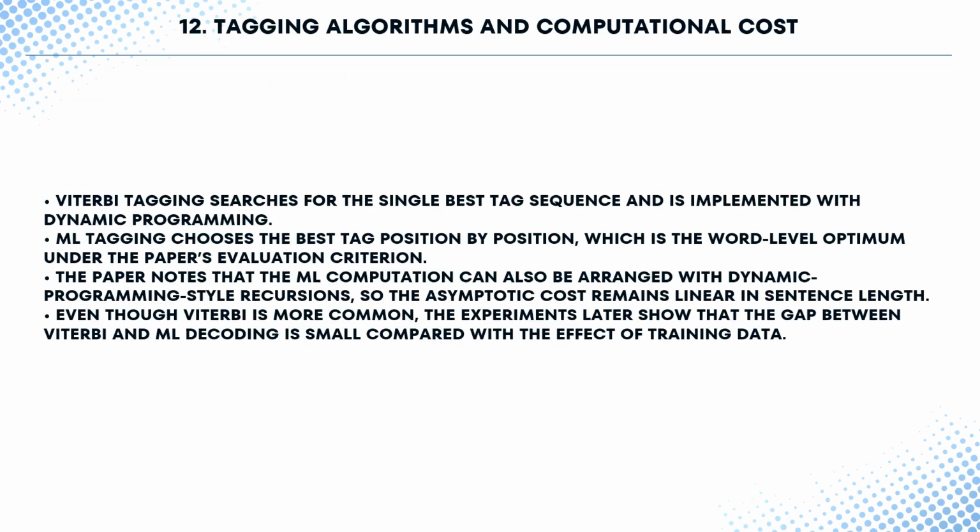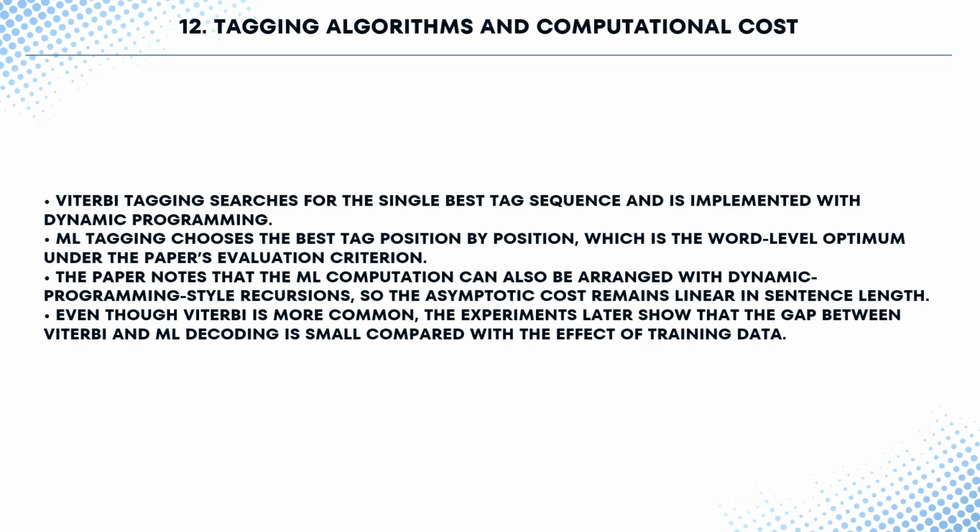Now that we have trained the model, the next step is to actually assign tags to new sentences. The two tagging approaches are discussed in the paper. First is Viterbi tagging. This finds the single best tag sequence for the entire sentence. Formally, it selects T that maximizes P of W comma T. And how does it work? It works using dynamic programming. It efficiently explores possible sequences and finds the most probable one. Some of the advantages are that it produces a globally consistent tag sequence and it is also linguistically meaningful.